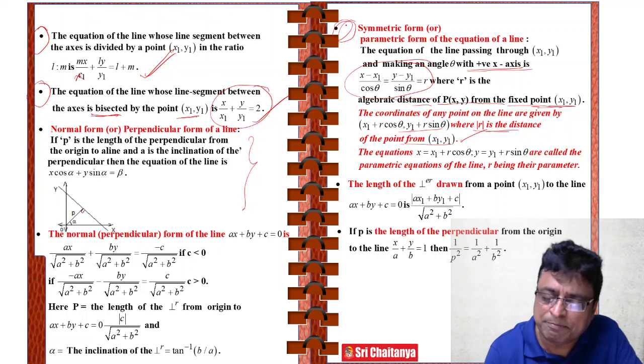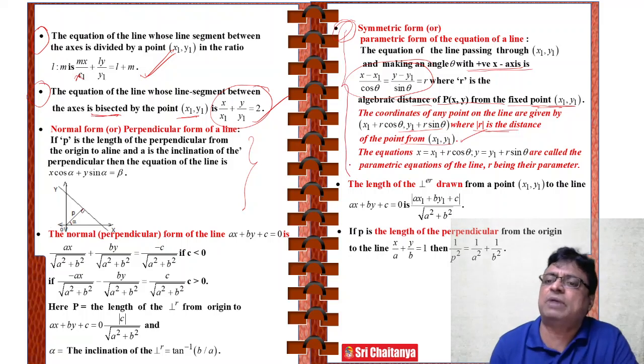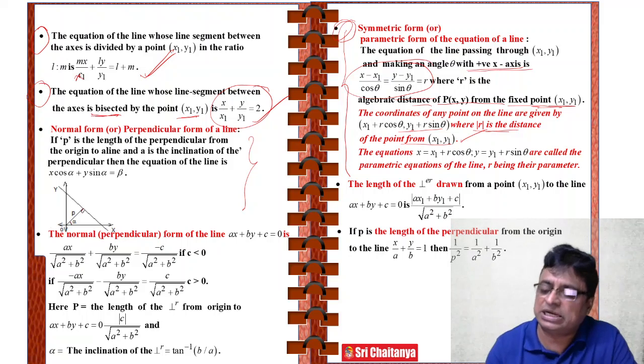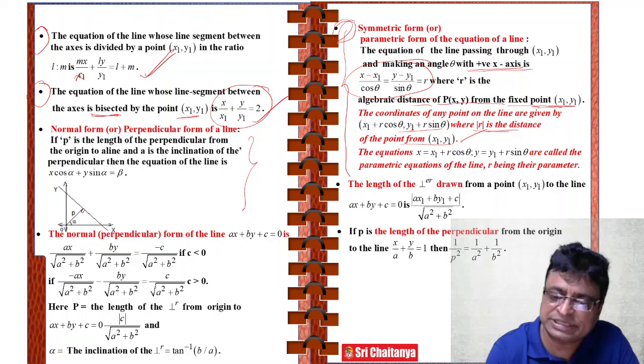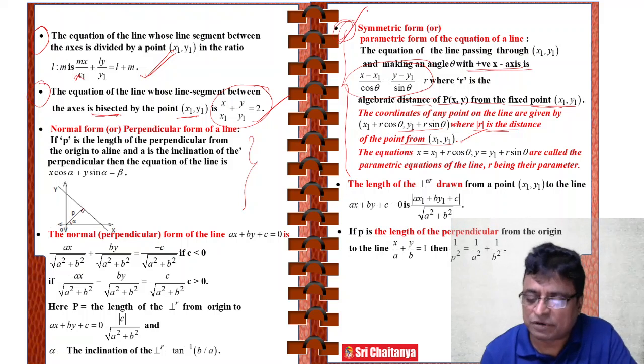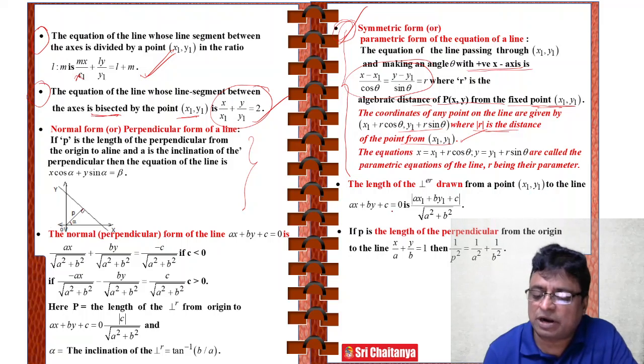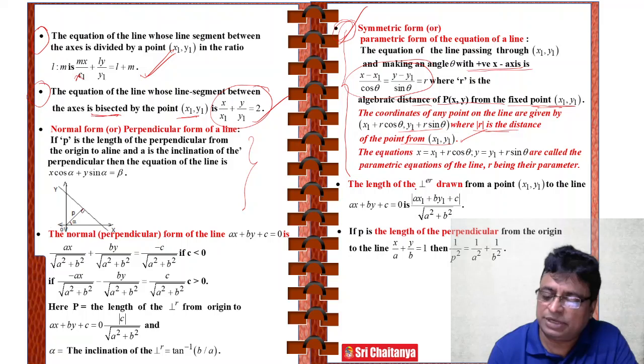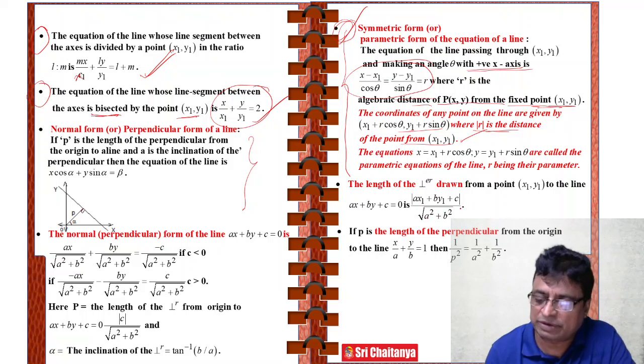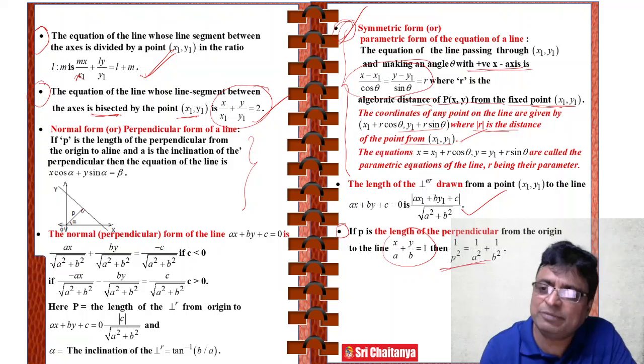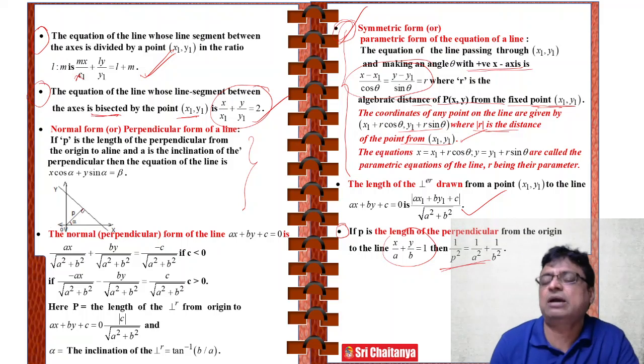So my friends, better you practice the symmetric form and the parametric form of the line, and several applications we can get exclusively from this symmetric form. So this is an important area. And of course, the length of the perpendicular from (x1, y1) onto the line ax plus by plus c equal to 0 is mod of (ax1 plus by1 plus c) by root of a square plus b square, a very standard one. This question was repeated several times in all competitive examinations. If p is the length of the perpendicular from the origin onto the line x by a plus y by b equal to 1, then 1 by p square equals 1 by a square plus 1 by b square. The same question was asked even in 3-dimensional geometry in competitive examinations.